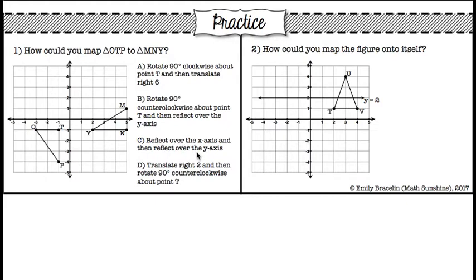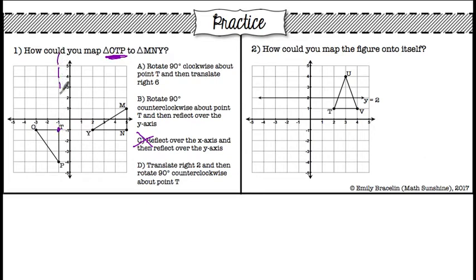So there are a few answer choices. There's one answer choice that does not have a rotation in it. So most likely answer choice C is not correct. We're going to cross it out. What about the other answer choices? How about A? Let's rotate 90 degrees clockwise. So we're starting with OTP because it's written first. OTP is the pre-image. We're starting with point T.